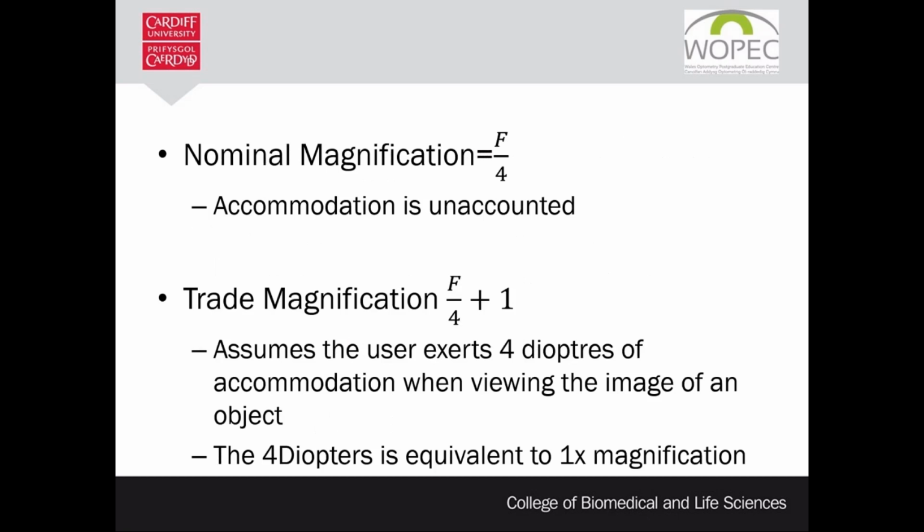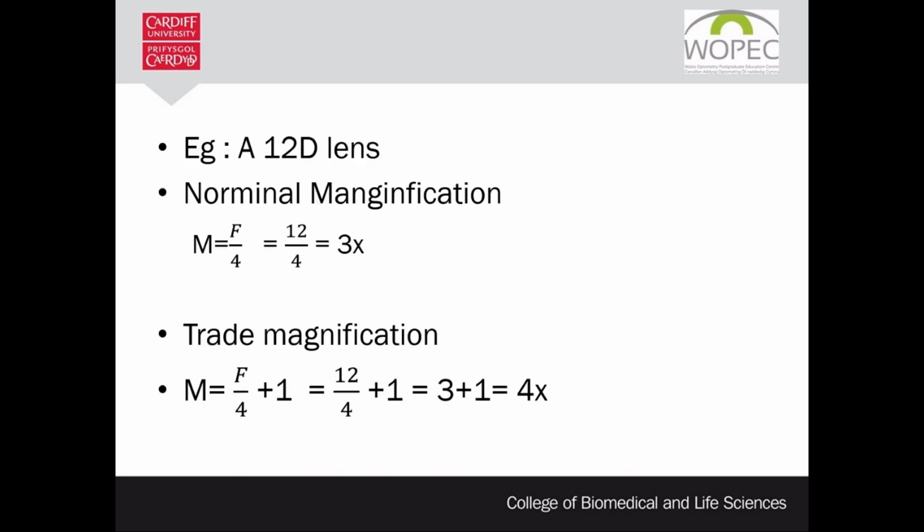Nominal magnification is obtained by dividing the dioptric power of the lens by 4. In this case, accommodation is not considered. However, some manufacturers argue that there is some amount of accommodation when the eye is looking at the image at 25 centimeters, which is referred to as the least distance of distinct vision. This distance is equivalent to 4 diopters. The 4 diopters translate to a unit magnification. The new formula derived based on this added assumption gives us the trait magnification formula of dioptric power divided by 4, plus 1. An example of the application of the two formulae is on the slide.